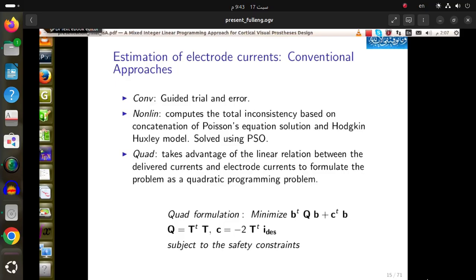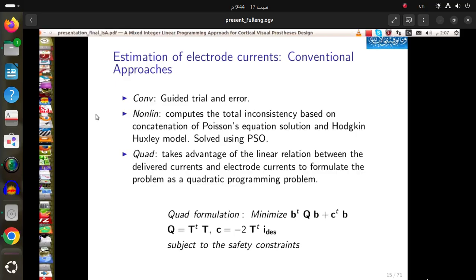When we want to impose a complex pattern, or when we want several phosphenes to be evoked at the same time, we inject the recorded currents in the related electrodes. Okay? This is the conventional approach, and it's the main approach used in most applied practical prostheses. The second approach is a nonlinear approach.